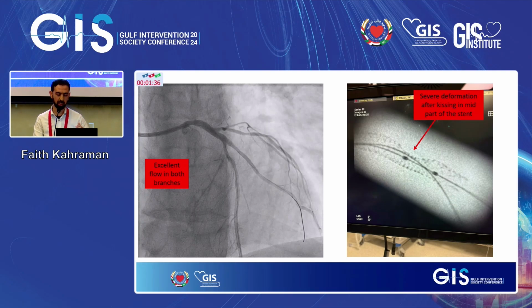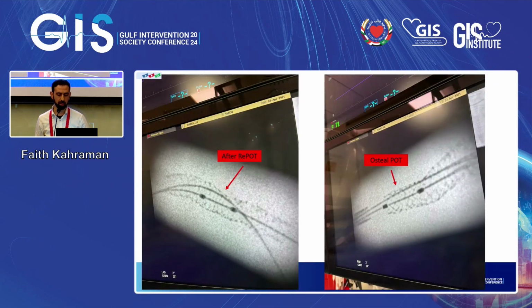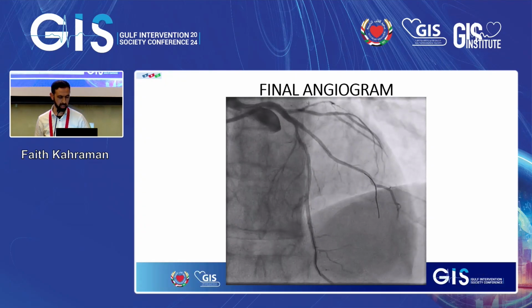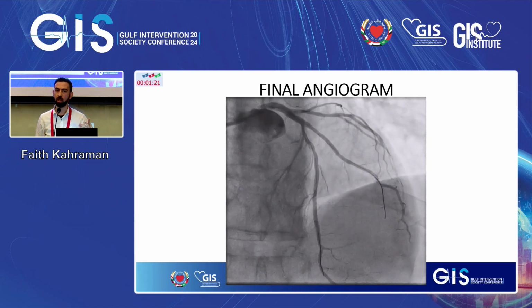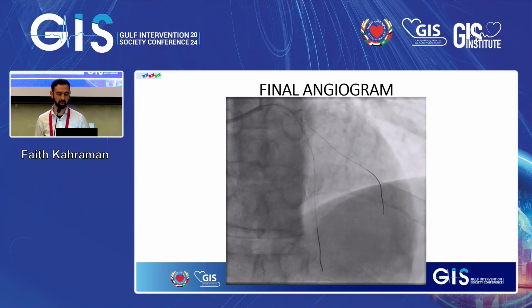After kissing dilatation, there was a bit of deformation in the mid part of the stent, and we did our mid POT and repot. And this is our final angiogram. We don't have any severe dissection in the LAD, and our blood flow is TIMI 3 in both branches.